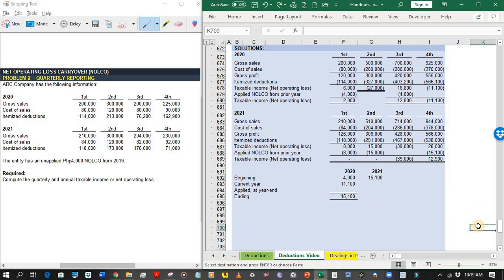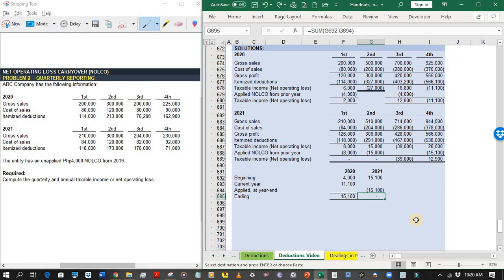And in 2021, the result of operation is taxable income. And we applied NOLCO in 2021 for the amount of 15,100 pesos. So we exhaust the balance of NOLCO of 15,100 because our taxable income for the year 2021 is 28,000 pesos. So that is why the ending balance of NOLCO for 2021 is 0.